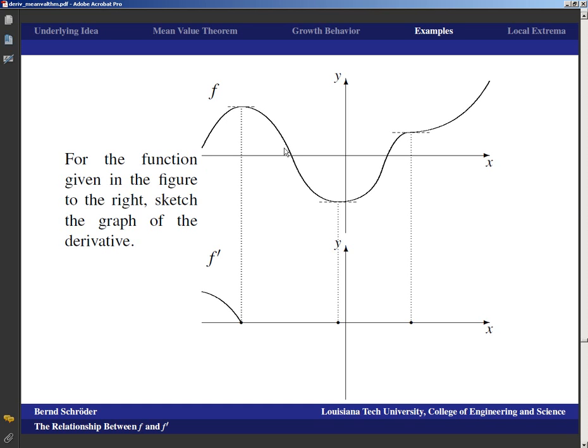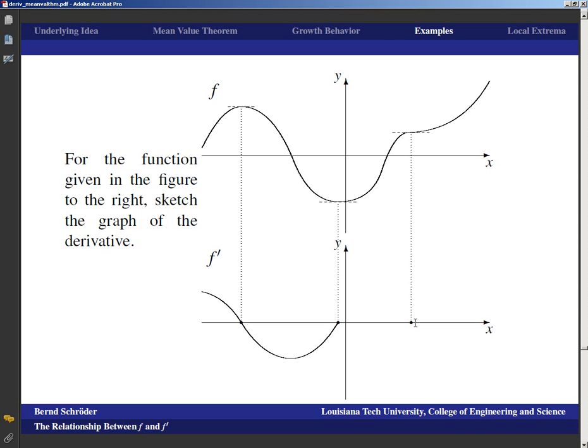Then the derivative will be negative from this point to this point because the function is decreasing. And of course it comes out with a very small negative derivative, then gets steeper, and then turns around and gets less steep. So it first gets a larger negative derivative up until we reach the place where the slope is steepest, which is about here. And then it turns around and comes back to a 0 derivative.